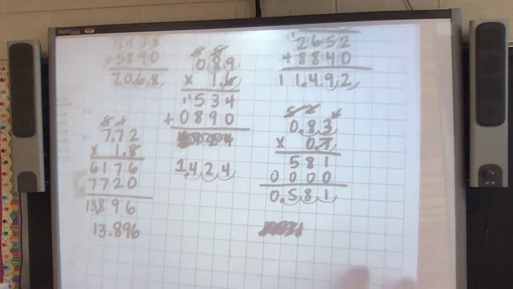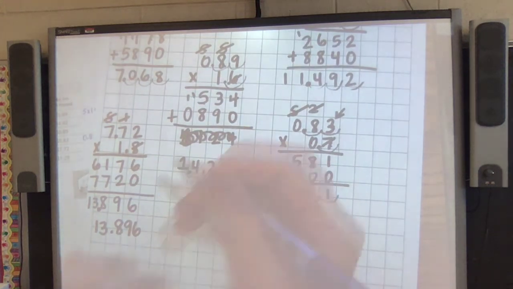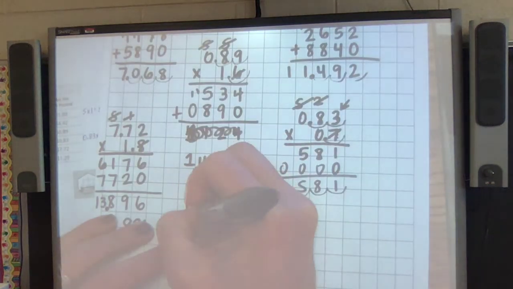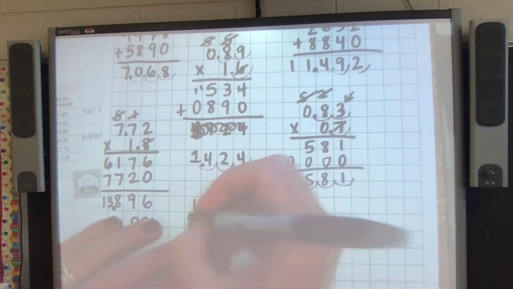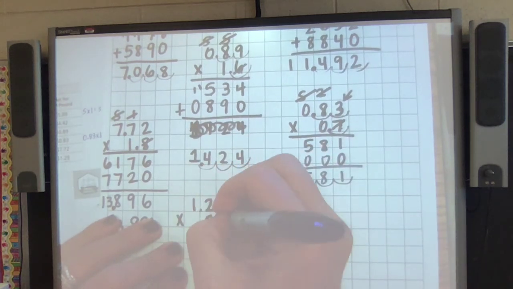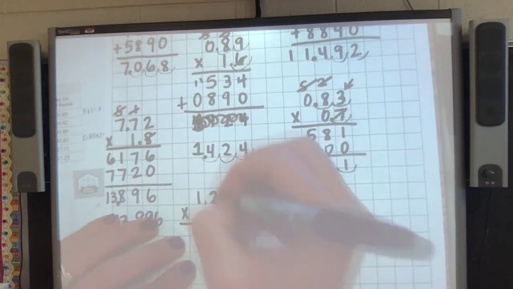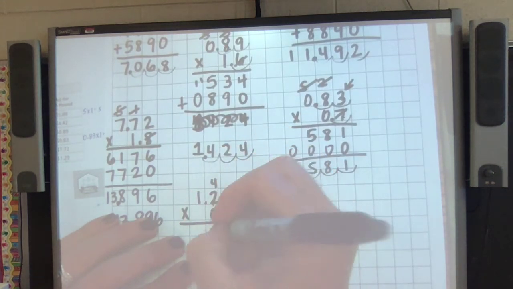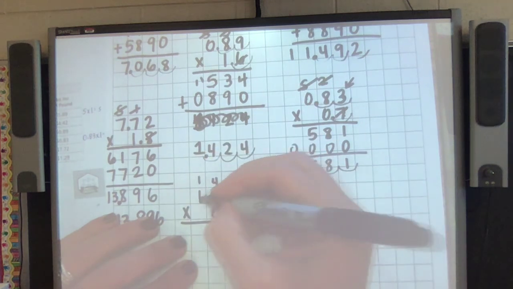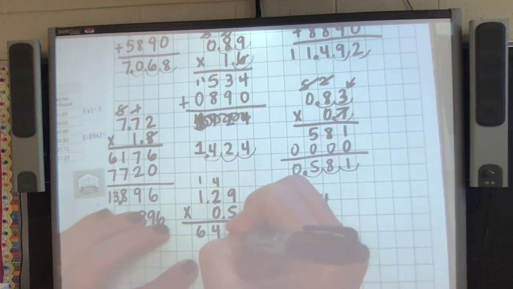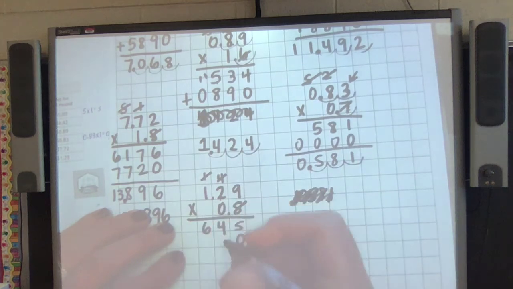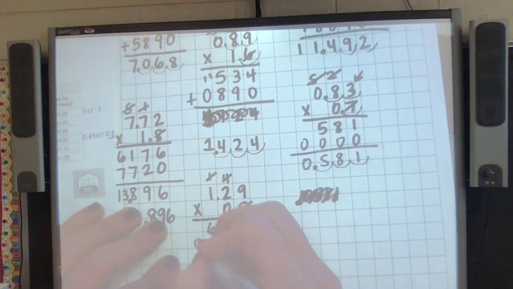Let's work it out over here. Red beans, I have $1.29 times 5/10. 5 times 9 is 45. 5 times 2 is 10 plus 4 is 14. 5 times 1 is 5 plus 1 is 6. Put my 0. All I have left are zeros. You really don't even have to write them, but we can.